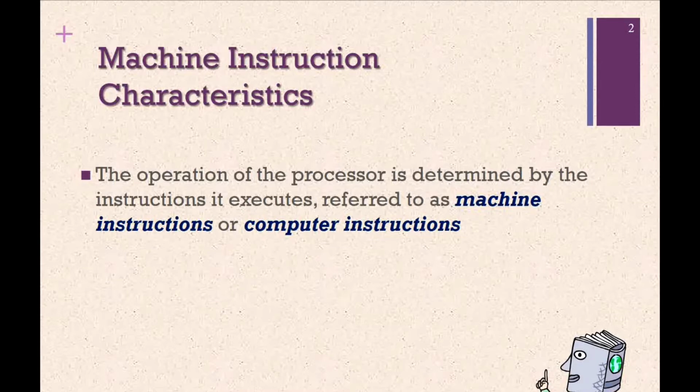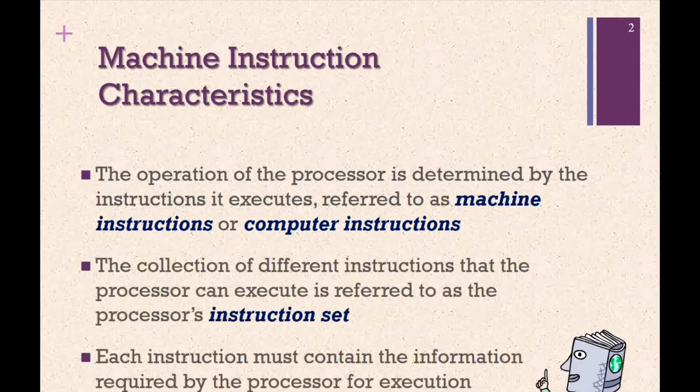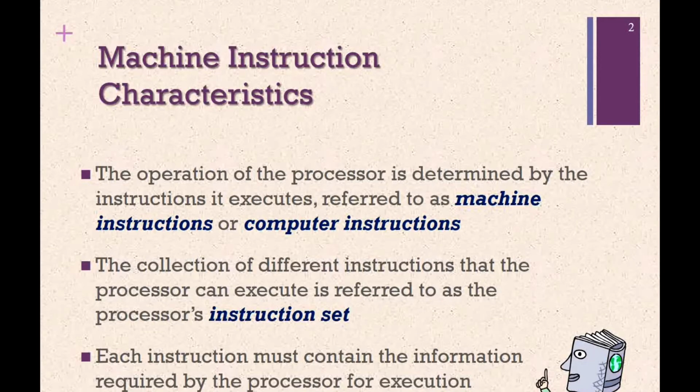We will start to discuss machine instruction characteristics. The operation of the processor is determined by the instructions it executes, referred to as machine instructions or computer instructions. The collection of different instructions that the processor can execute is referred to as the processor's instruction set. Each instruction may contain the information required by the processor for execution.